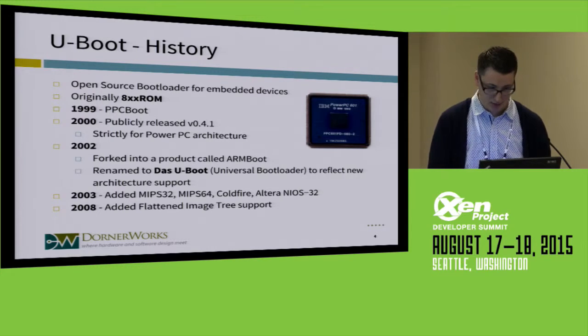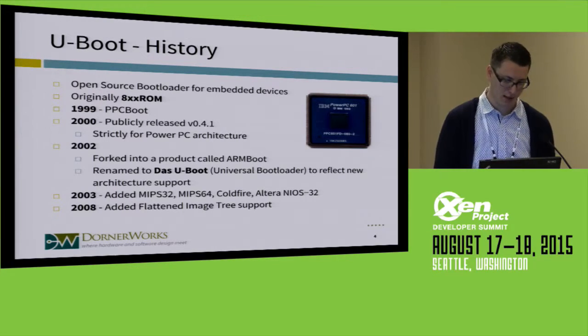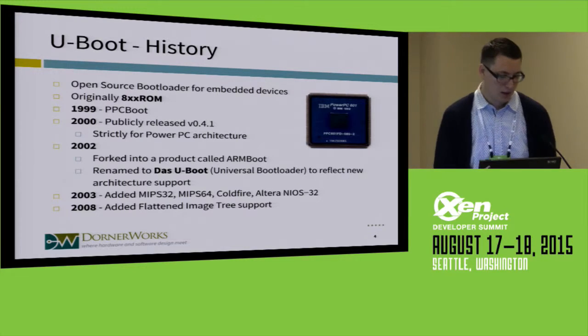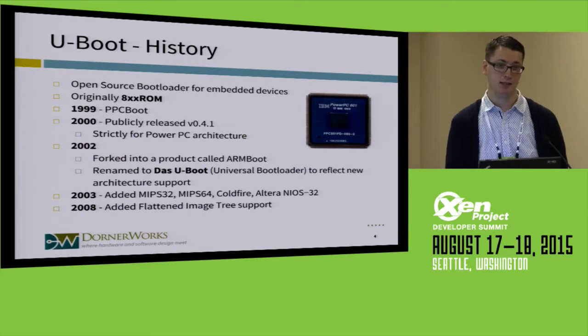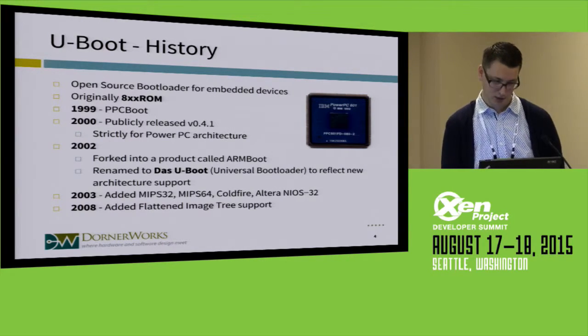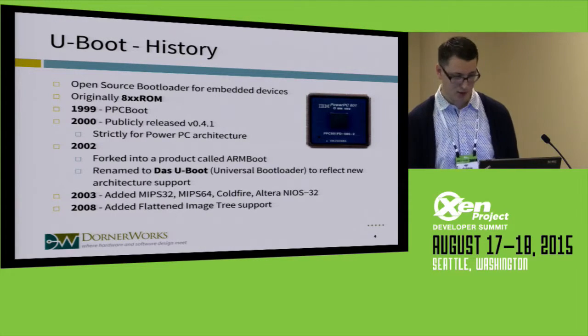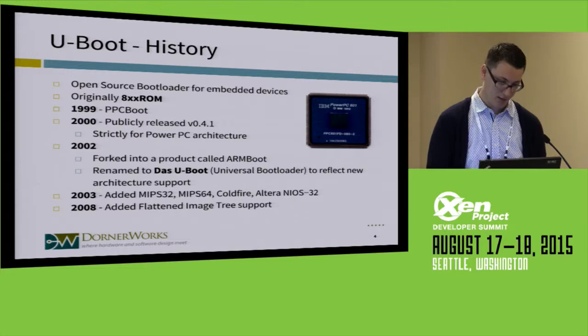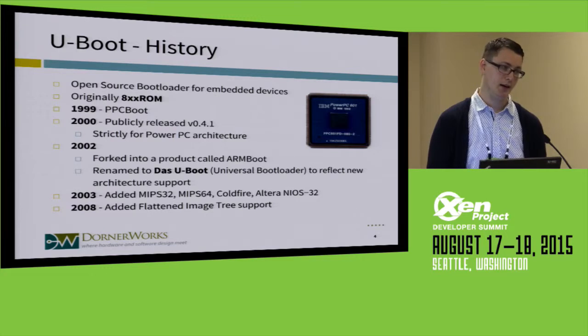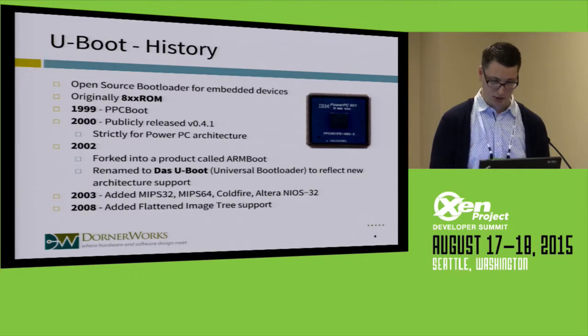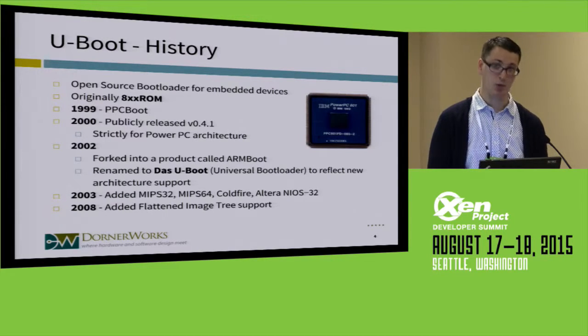The project's origin is an 8XX PowerPC bootloader called 8XX-ROM, written by Magnus Damm. In 1999, Wolfgang Denk continued the project and renamed it to PPCBoot. In 2000, PPCBoot was released to the public, and then in 2002, it was forked into a product named ARMBoot, but then was just merged back into the PPCBoot project shortly thereafter. And now, since it had multiple architectures, it was renamed to Das U-Boot, or the Universal Bootloader. More architectures have been added over time, and then in early 2008, flattened image tree support was added.